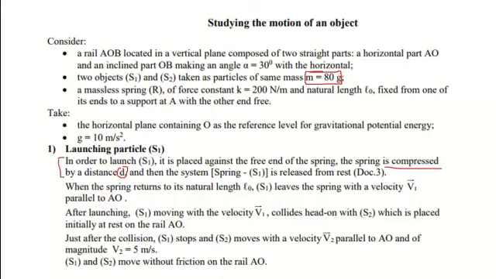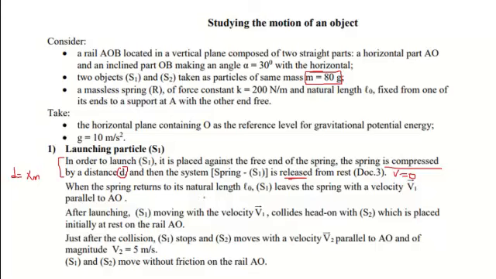This sentence is very important. When I say the system is compressed by D and then released, this means D is equal to XM, the maximum compression. Why? Since we are saying it's released from rest, this compression is the maximum compression. And when I say from rest, this means that V equals 0. All of this helps me know that the kinetic energy is 0 and the elastic potential energy is maximum.